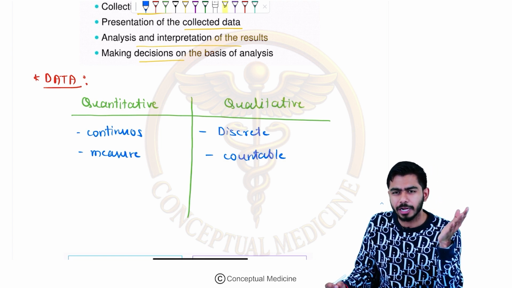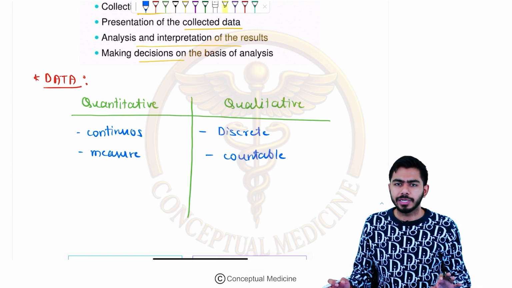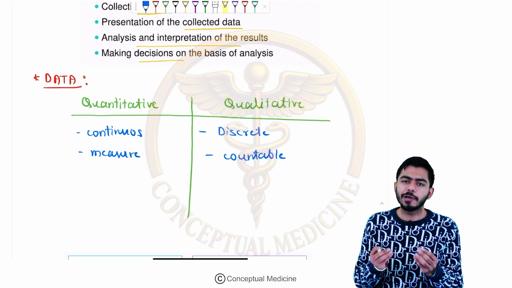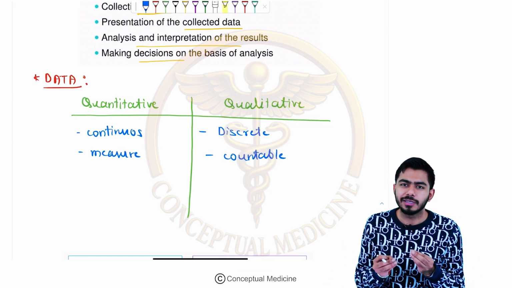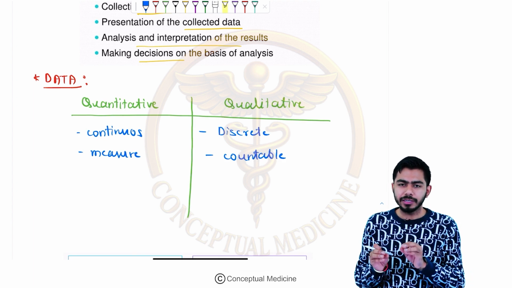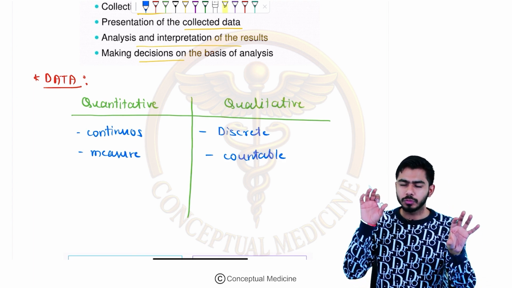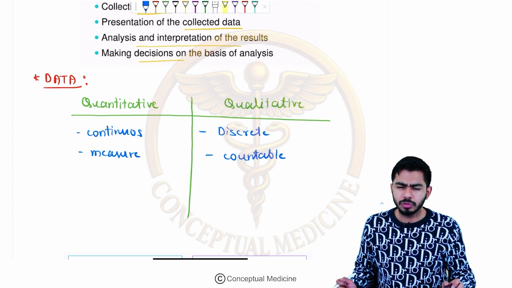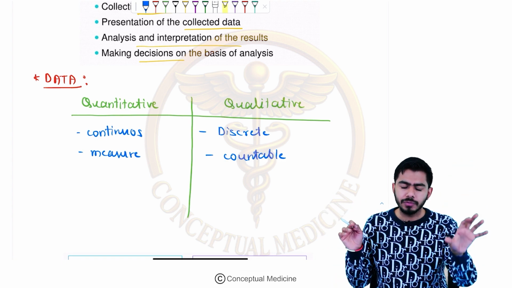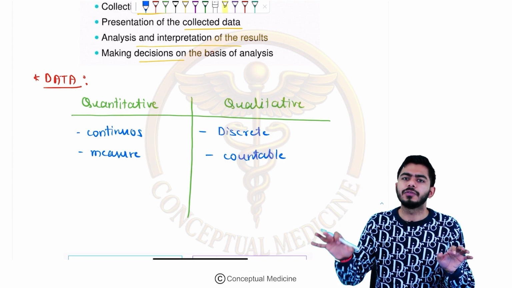So we are trying to figure out that the first job in biostat is to analyze the data. Either it could be quantitative data, or it could be qualitative data. There are n number of examples in quantitative data, and n number of examples in qualitative data.